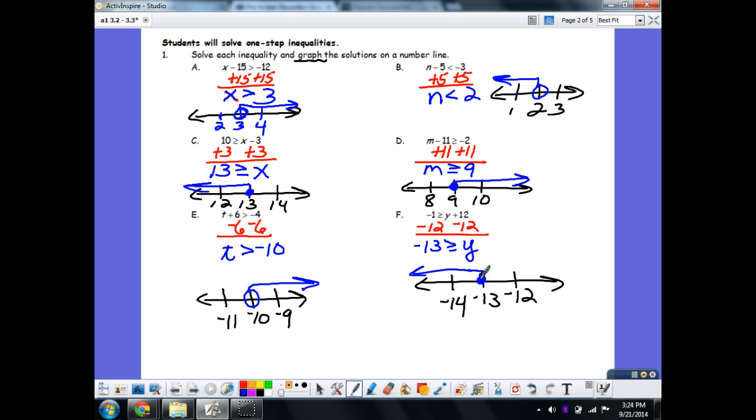In the next video, you will look at examples where we solve these inequalities by multiplying or dividing.